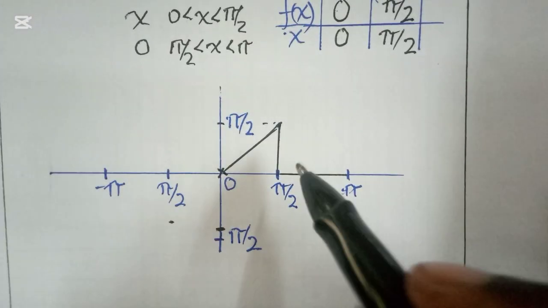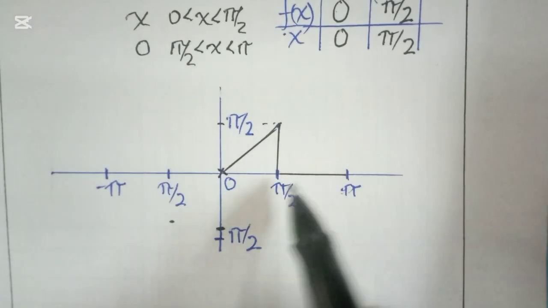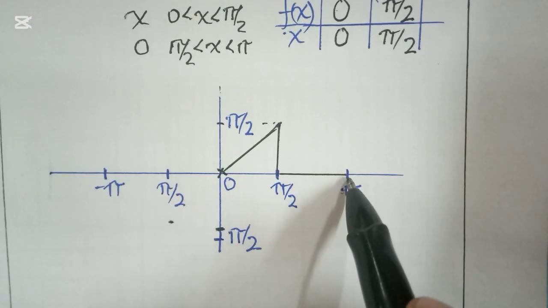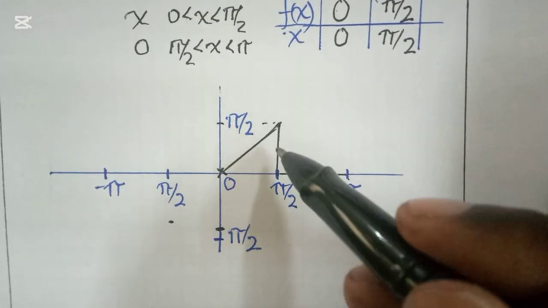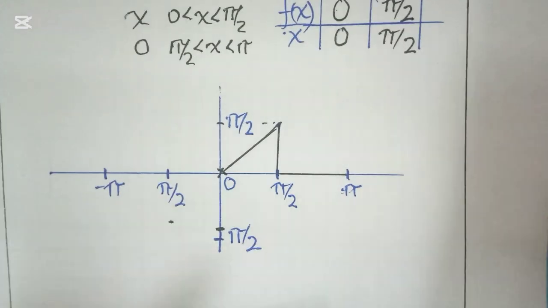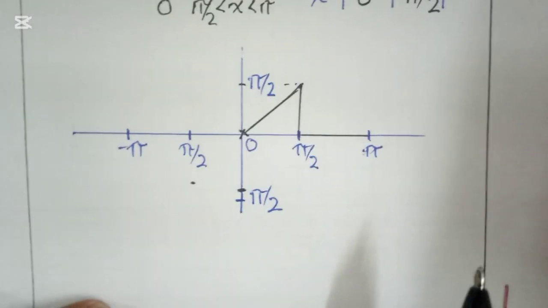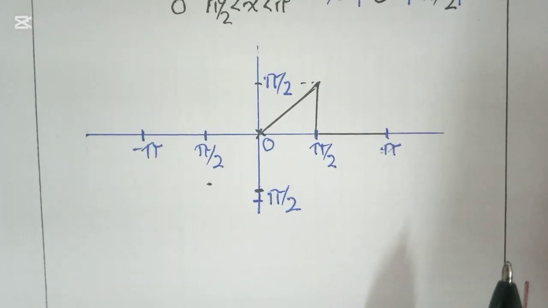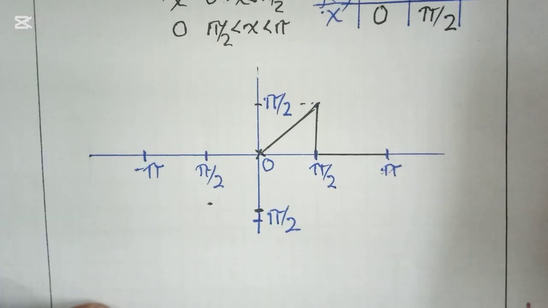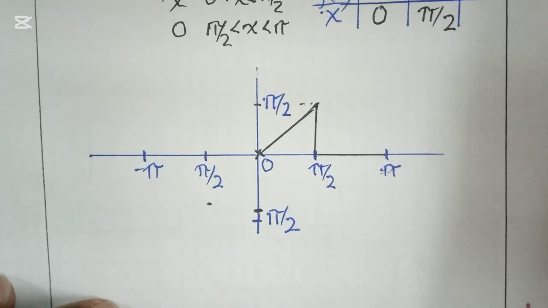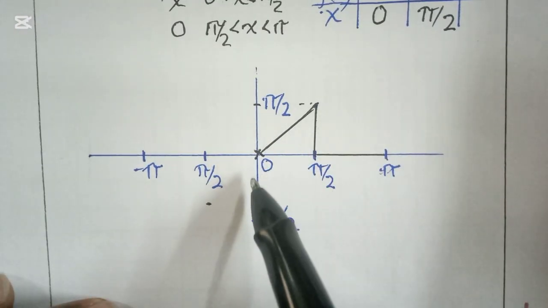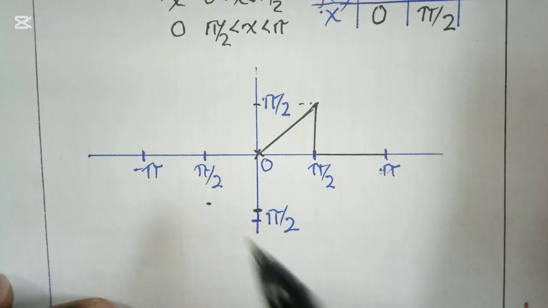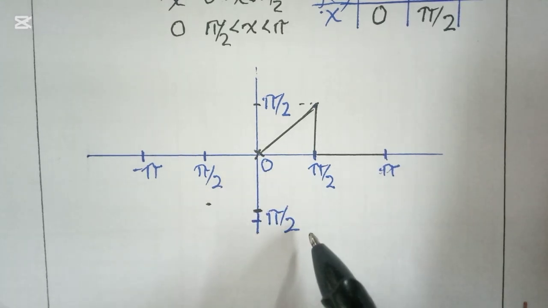Then from there, we have 0. This is 0 from pi over 2 to pi. So I had to join those lines, and that is what I formed. Now, guys, because this is a half-range sine series, we now need to extend it to make it a sine series.